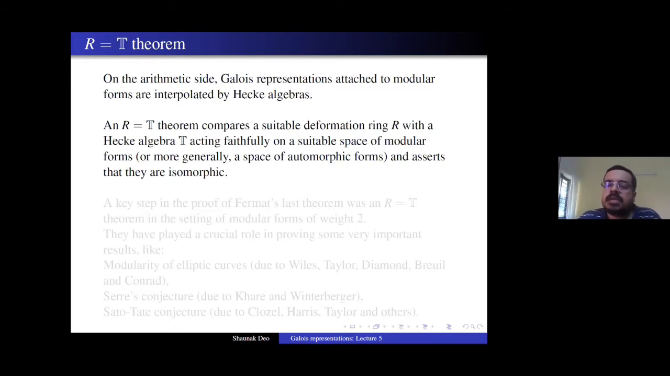So an R is equal to T theorem has two steps, you can say. First of all, based on the deformation problem, you have to choose a suitable R and construct a Galois representation over it, which satisfies those properties. If you want a map from R to T, you first need to construct a deformation of your residual representation having those properties. So that is the first step. And the second step is this Galois representation or deformation will give you a map from R to T, and you then have to prove that it's an isomorphism.